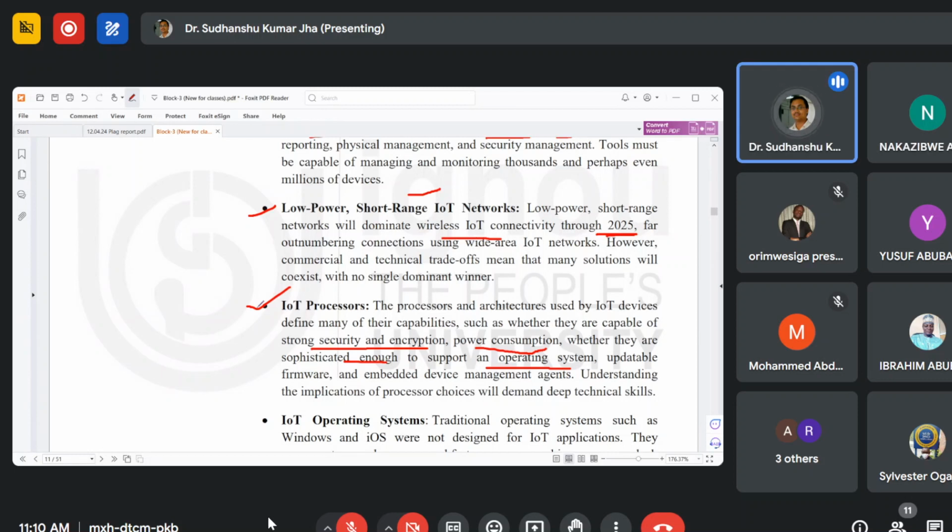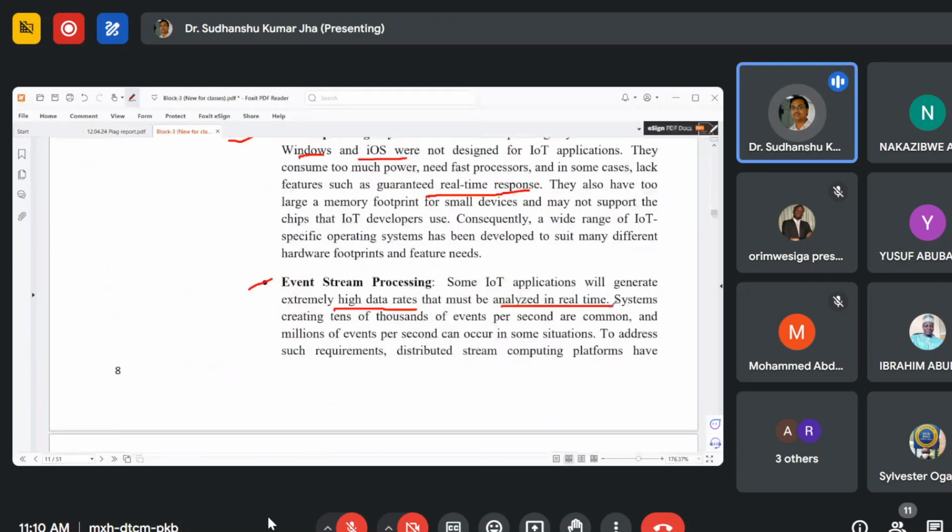Similarly, event stream processing. Some IoT applications will generate extremely high data rates that must be analyzed in real time, just like the data being generated by an aeroplane, or the data being sent by a railway or train. You need to analyze the data in real time. The aeroplane is sending data to some center, and at the center, this data needs to be analyzed in real time for further decision making about the aeroplane.